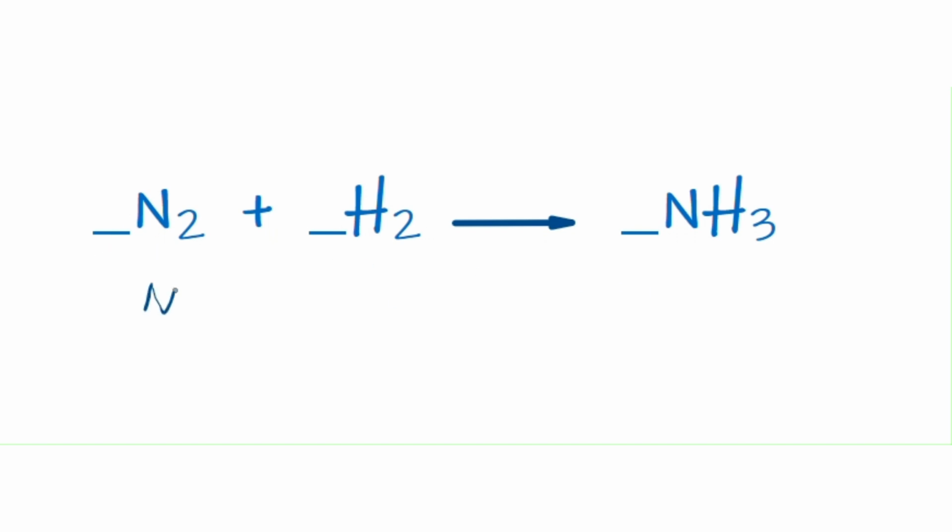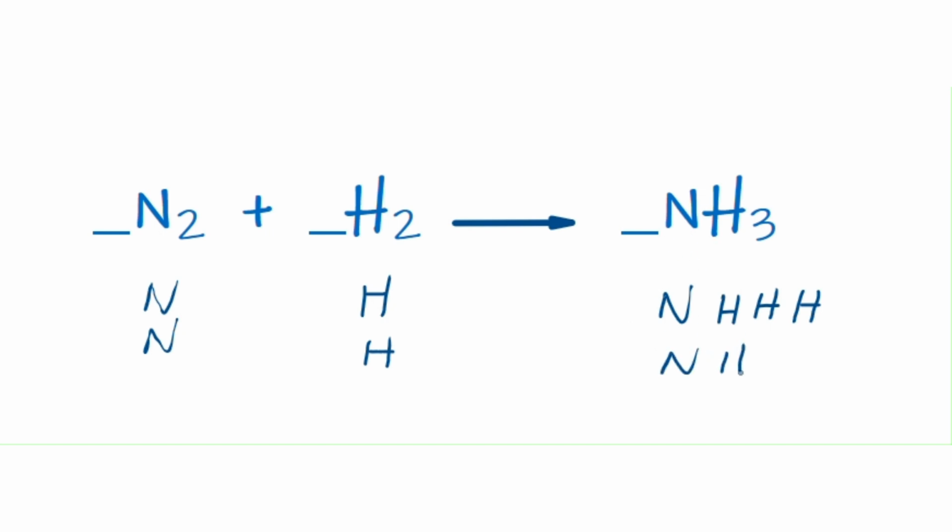We've got N2 plus H2 goes to NH3. So let's write out the individual atoms. 2 N's here. Then we've got an H2 molecule, so 2 H's there. And on the right-hand side, an NH3 molecule, so we've got N and 3 H's. So let's look and see, where do we start? We've got 2 nitrogens on the left there, but we've only got 1 on the right.